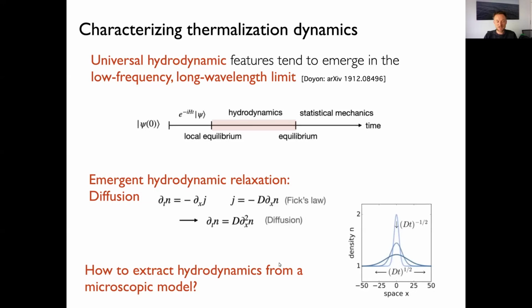And the specific question that I want to address: given a microscopic Hamiltonian, how can we numerically extract the value of the diffusion constant? Or alternatively, given a microscopic Hamiltonian, how can we reach long enough times to actually show that this diffusive behavior is really stable and robust?